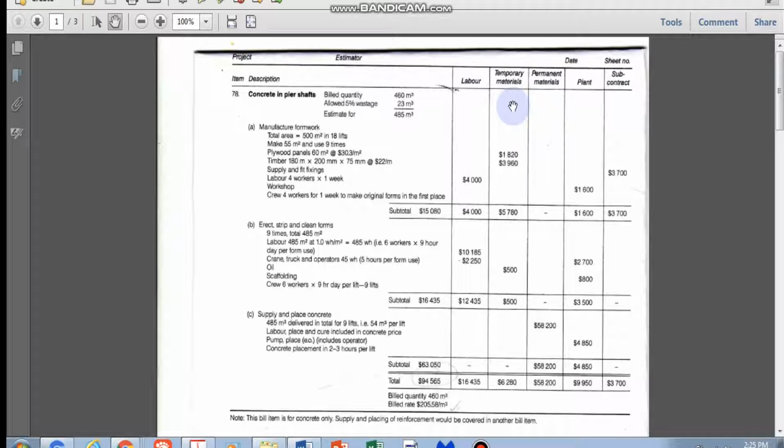So what you must have is a proper system, and that system doesn't run away from the resources. You have your labor, your materials, your plant, your subcontractor, etc. You can split this up further, like skilled laborers and general laborers, temporary material, permanent material, plant, equipment, and subcontract. So this itself can be broken up into about 6, 7, 8 categories.